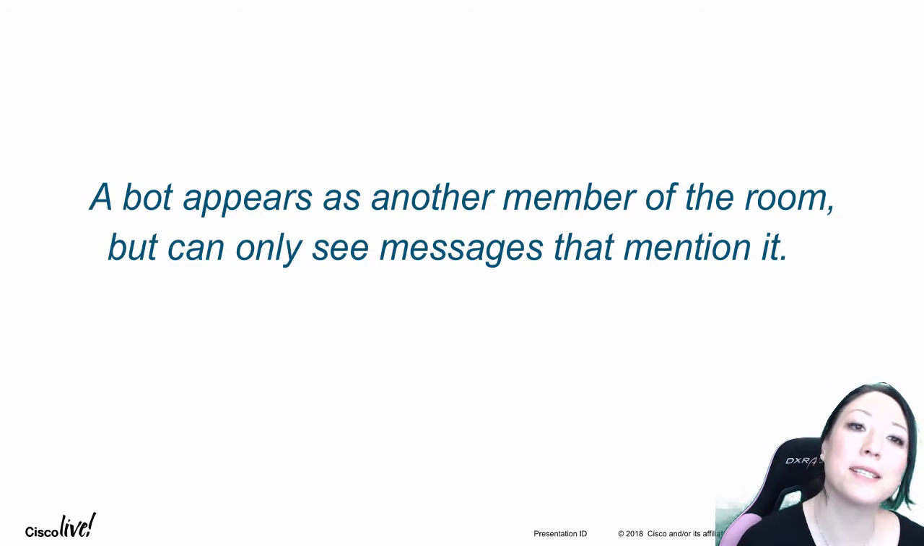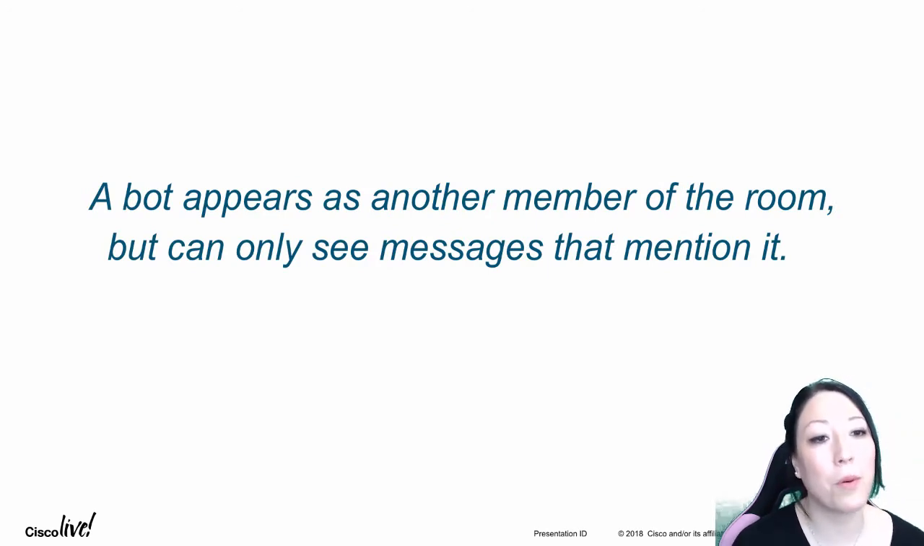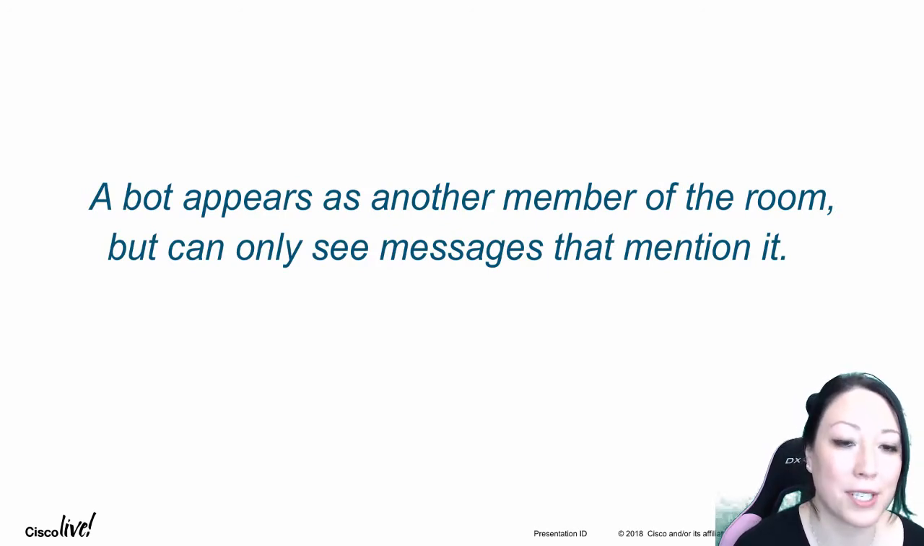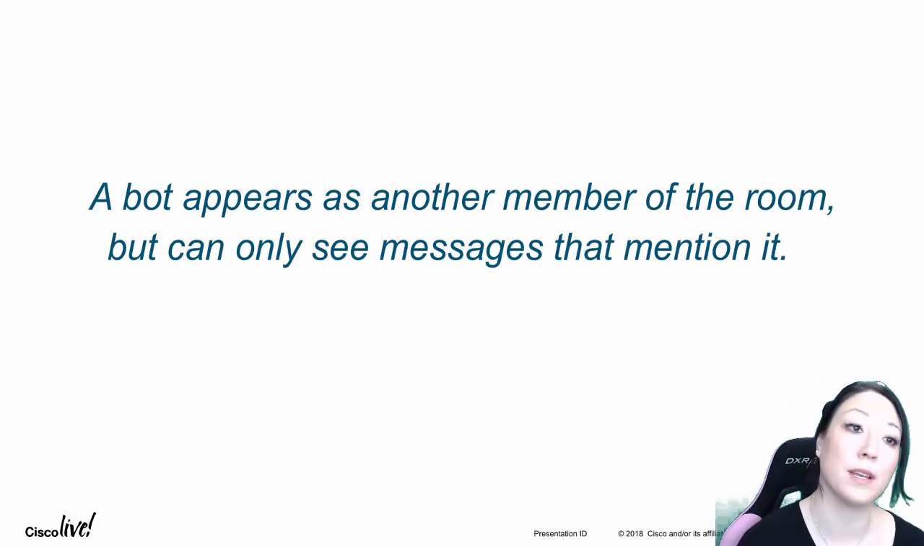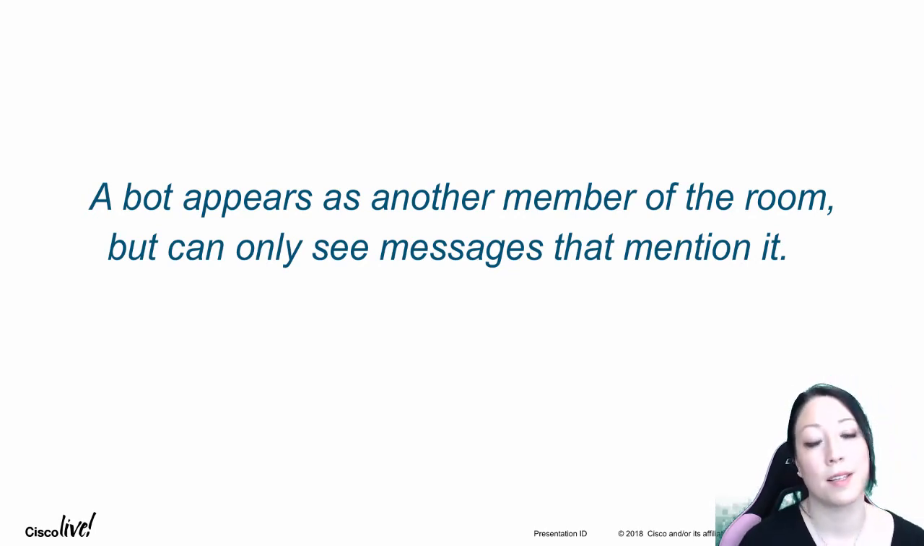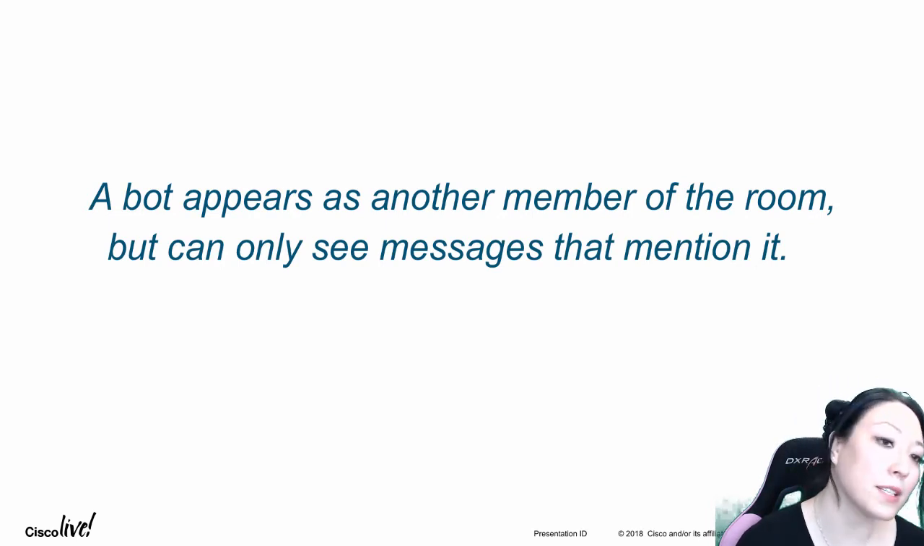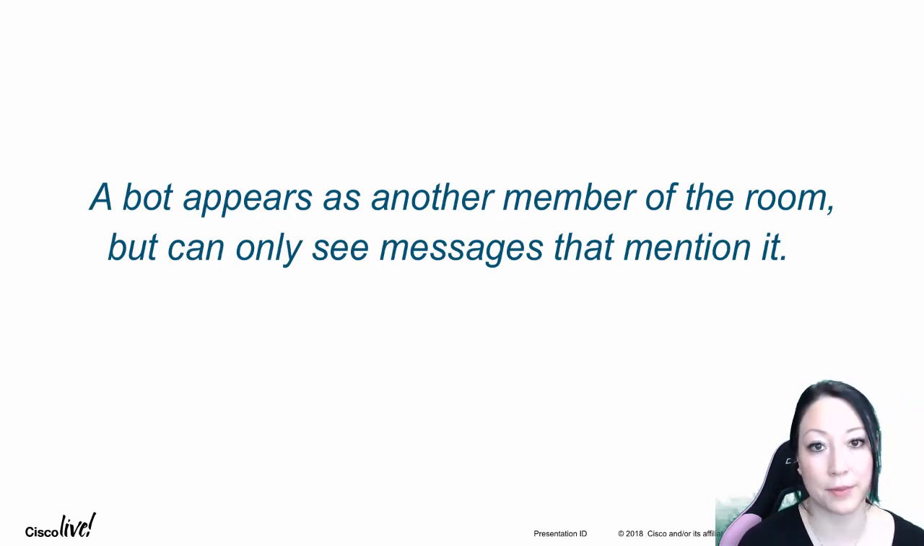A bot appears as another member of the room, but can only see messages that mention it. So if it's in a group chat, you're going to have to mention the bot, in case other bots have the same command, to fire it off to make it do different things. So if you send a one-on-one message, you don't have to mention it.